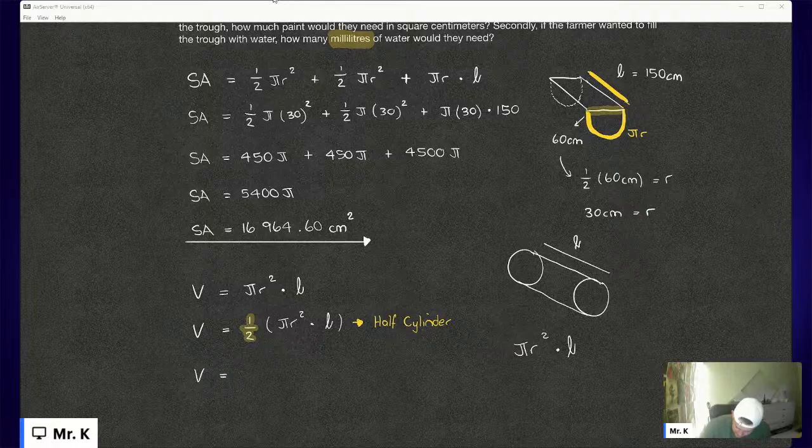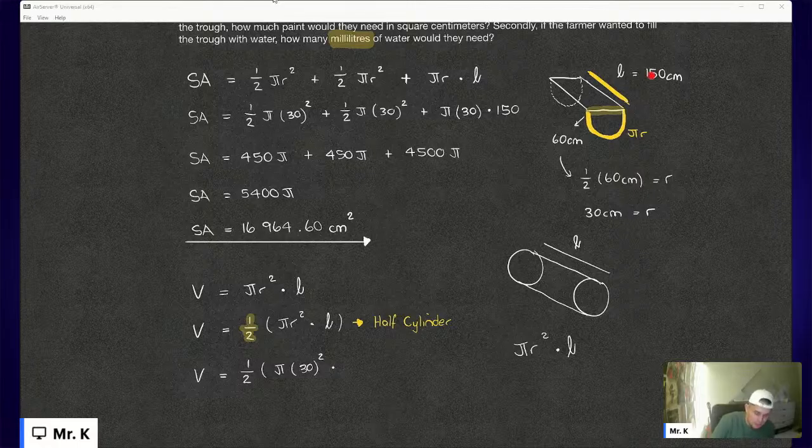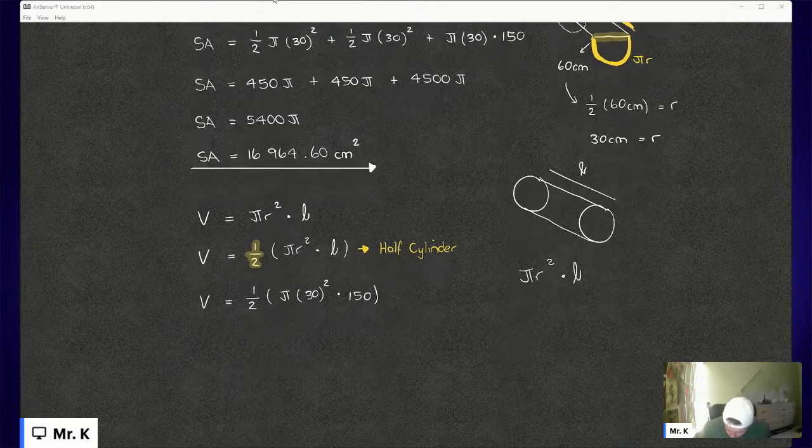So if we go ahead and substitute, we're going to have a half times pi, and again, our radius is still 30. But now we need to multiply by the length of my shape, which we have at the top right over here, right? It is 150 centimeters long. So we are going to place this into our calculation and then put all of this into our calculator.